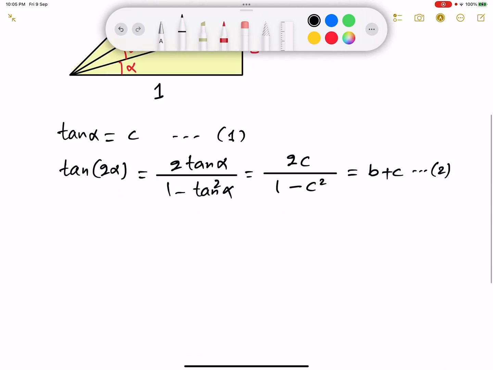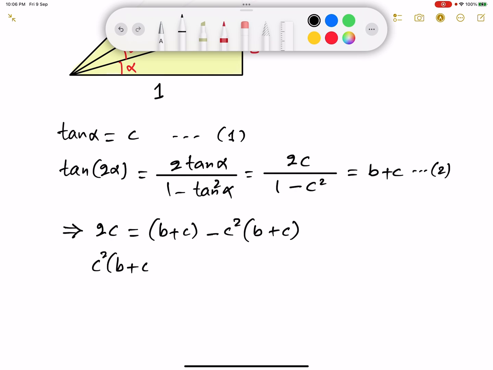Now from equation 2, I can do cross multiplication, and it implies that twice C is equal to B plus C multiplied by 1 minus C squared. From that, I will solve for C squared multiplied by B plus C, which is equal to B plus C minus 2C, which is basically B minus C. I'm going to call this equation number 3.